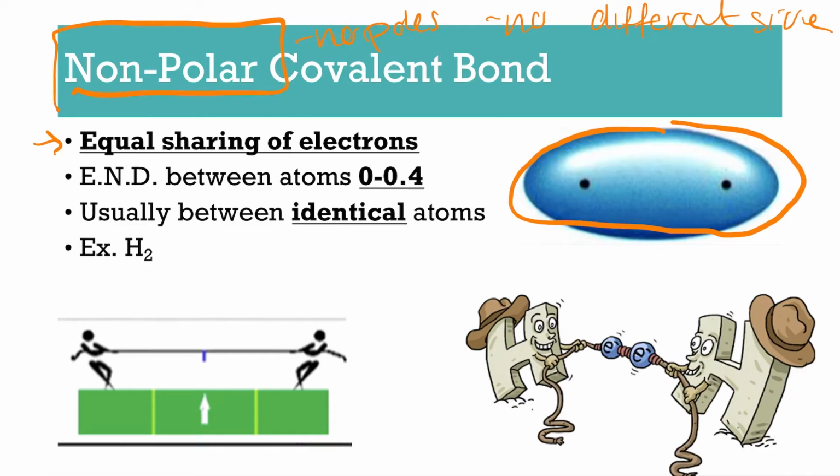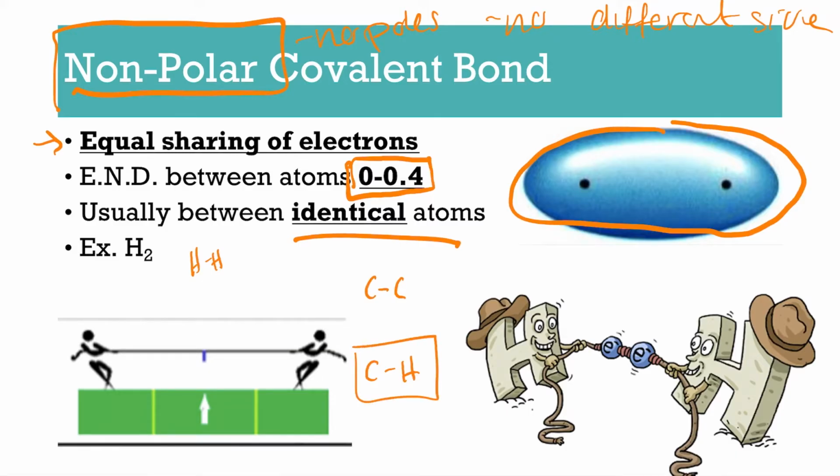And generally speaking, things with an electronegativity difference, if you were to calculate it, between 0 and 0.4 are nonpolar covalent bonds. And so these are usually between identical atoms. So if you had H2, H and H, commonly you'll see C and C, you'll see CH. All of those are examples of nonpolar bonds. So why is CH a nonpolar bond?